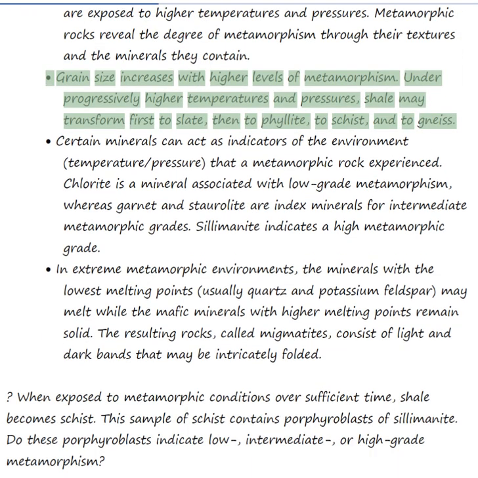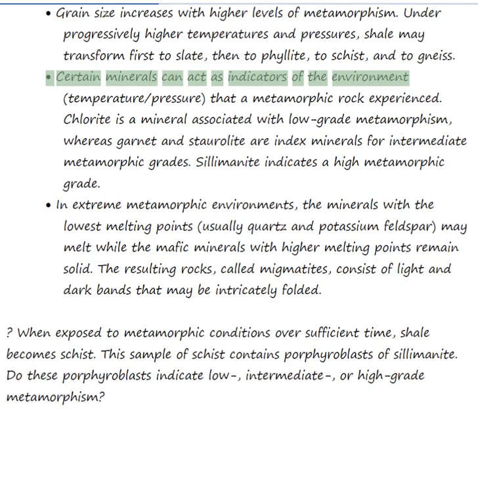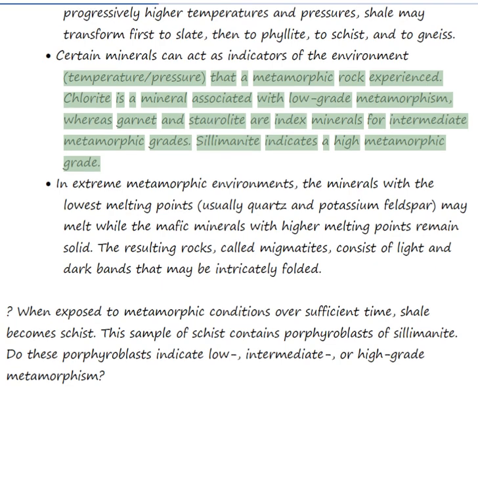Grain size increases with higher levels of metamorphism. Under progressively higher temperatures and pressures, shale may transform first to slate, then to phyllite, to schist, and to gneiss. Certain minerals can act as indicators of the environment that a metamorphic rock experienced. Chlorite is a mineral associated with low-grade metamorphism, whereas garnet and staurolite are index minerals for intermediate metamorphic grades. Sillimanite indicates a high metamorphic grade.